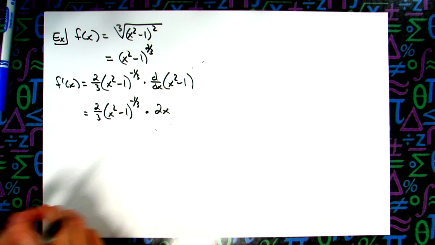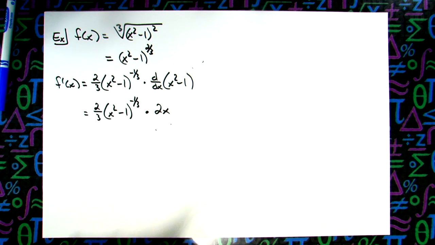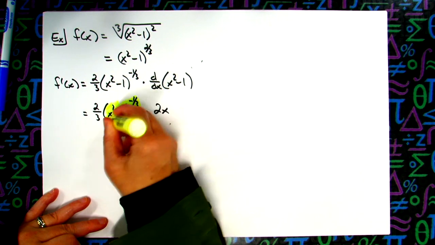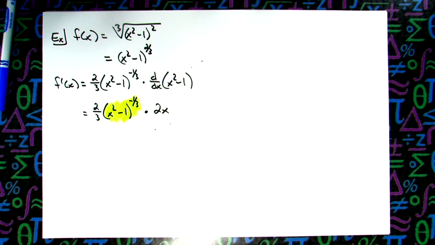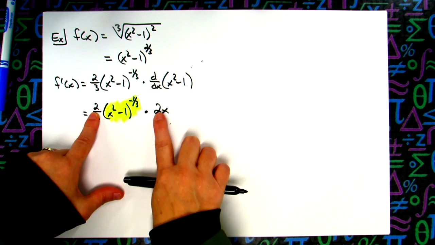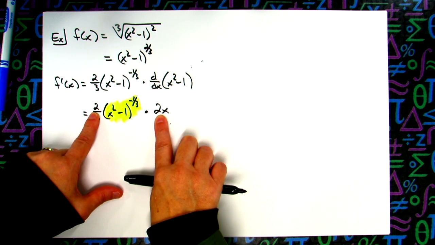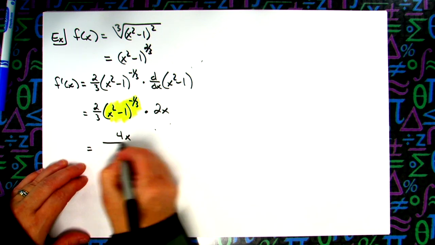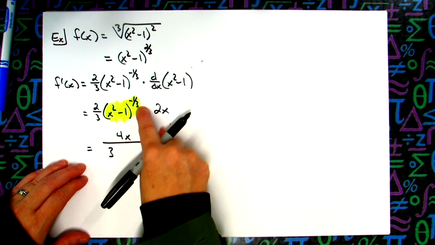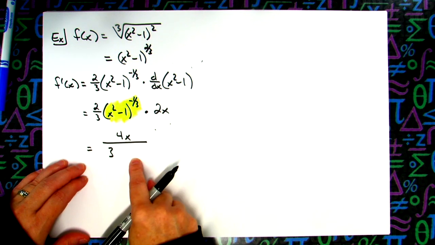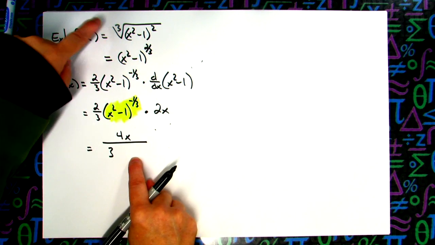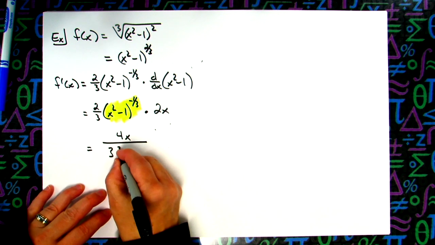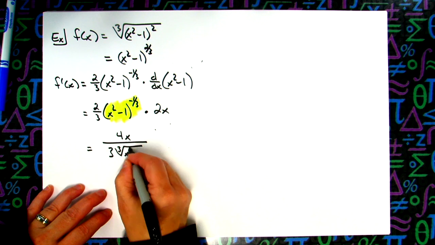Now this negative 1/3, I can move to the bottom and make it positive, right? Because we don't want negative exponents. So that's going to go to the bottom. This 2 and this 2x is in the top already, over 1. So I'll have 4x in the top. I'm going to have the 3 that's already in the bottom. Now, when I move it down, since I had a cube root to begin with, the exponent becomes positive. Let's go ahead and write it as a cube root of an x squared minus 1.